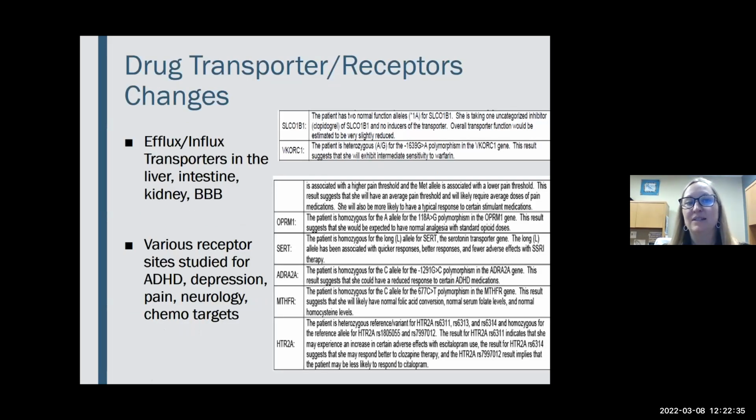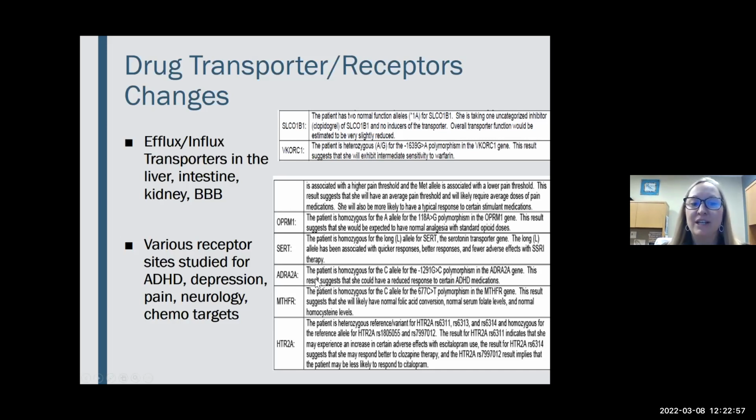And here's just an example of certain substrates or receptor sites that we look at in pharmacogenetics. This is the mu receptor. If there are variations in that, you can have various responses to certain pain medications. Serotonin receptors, and this is the alpha-2 receptor for ADHD meds such as clonidine and guanfacine.